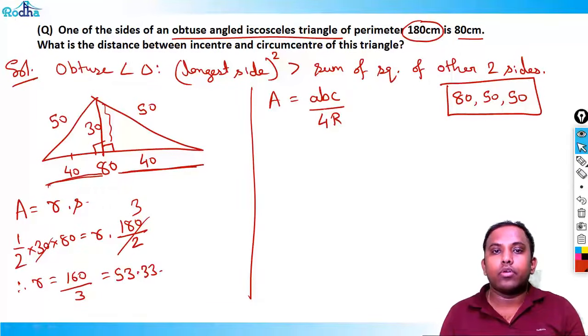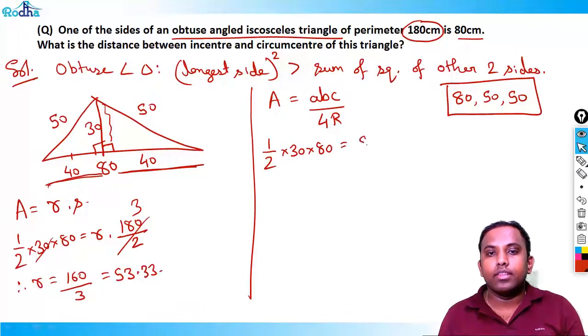Correct? R equals ABC by 4 times the area. Notice the area here. The area is half into 30 into 80. ABC are the three sides: 80 into 50 into 50 upon 4R.